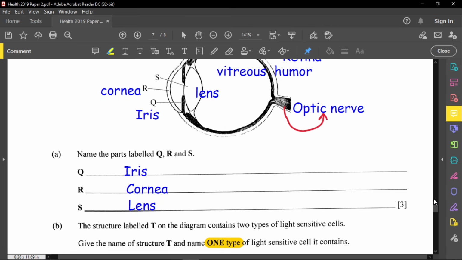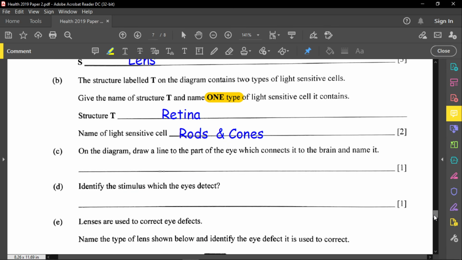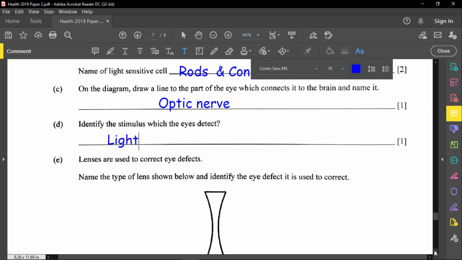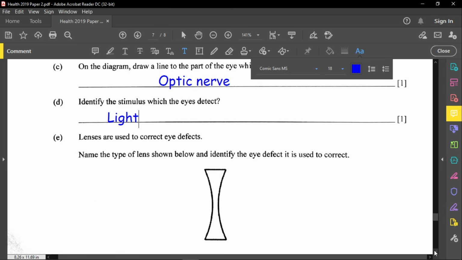All right, so let's go now to the next part question. Matter of fact, let me just put optic nerve right here. So that part is named optic nerve. All right, so great. Identify the stimulus which the eye detects, and the eye detects light. Okay, so the light is the stimulus. Part E is the lenses are used to correct eye defects. It's name the type of lens shown below and identify the eye defect it is used to correct.